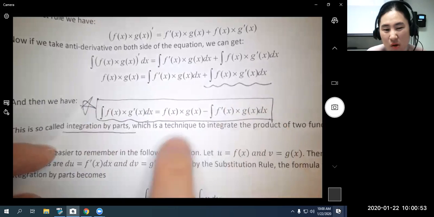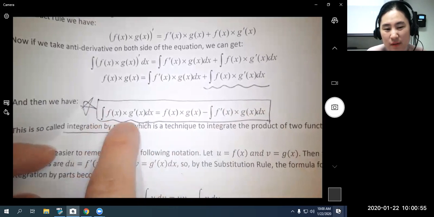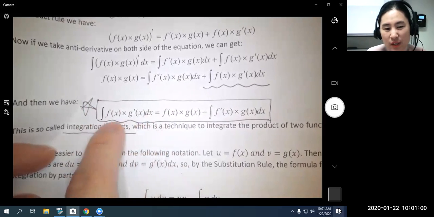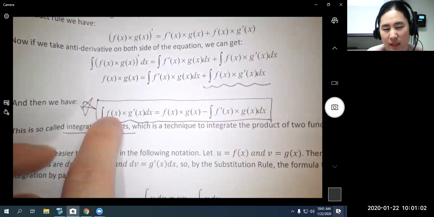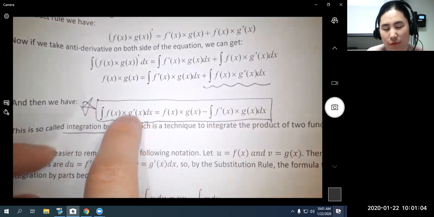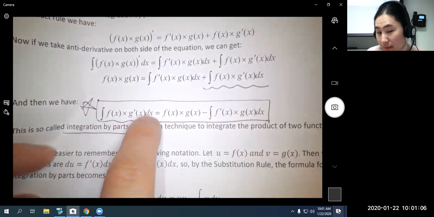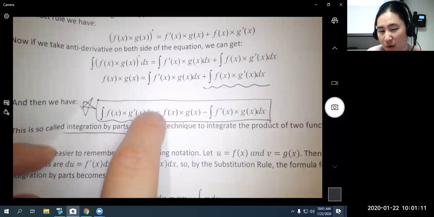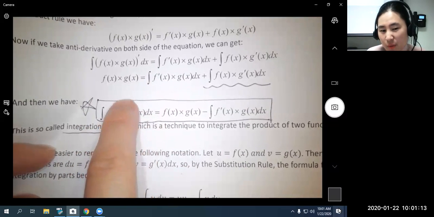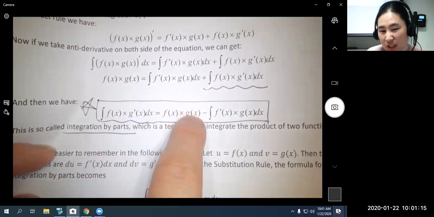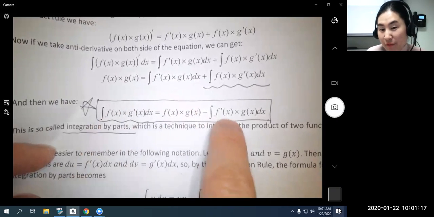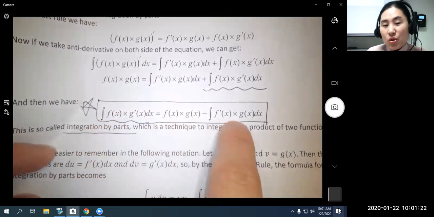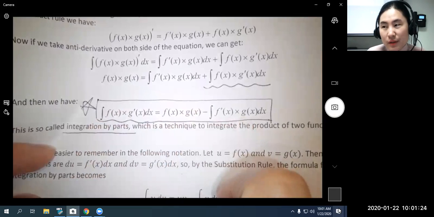So for a given integral question, in order to use integration by parts, we have to know what is a function f, what is a function for g prime. Once we know what is f, what is g prime, we can integrate g prime to get g. We can differentiate f to get f prime. Then we will be able to use this formula to do calculations, okay?